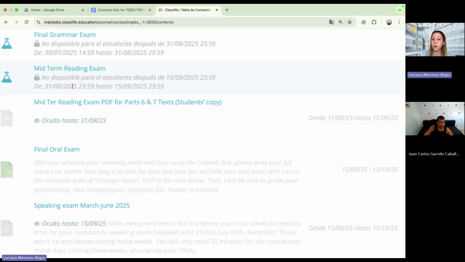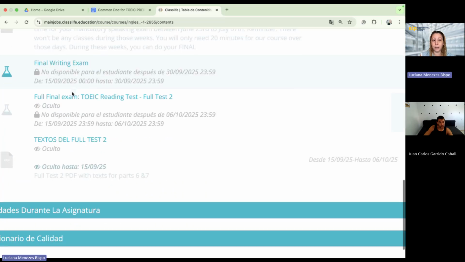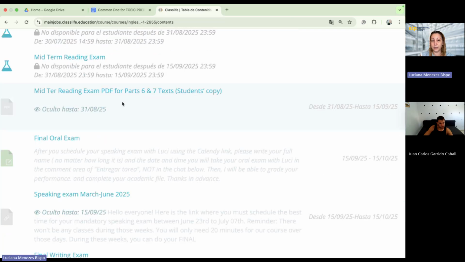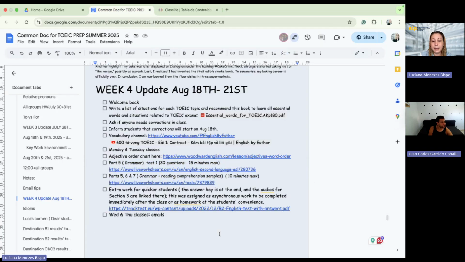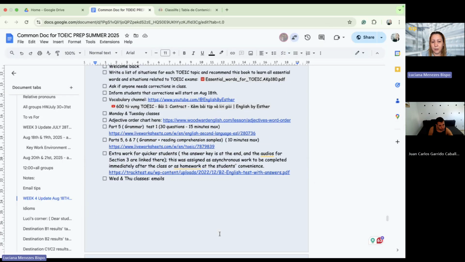So the students know how they are managing the TOEIC format, because at the end of our course, we are going to have a full TOEIC exam. So this is the sample. We check how it goes, and if the students need to recuperate somehow, whatever. And then just at the end of the course, we are going to do the full one. Right. And that's basically it.